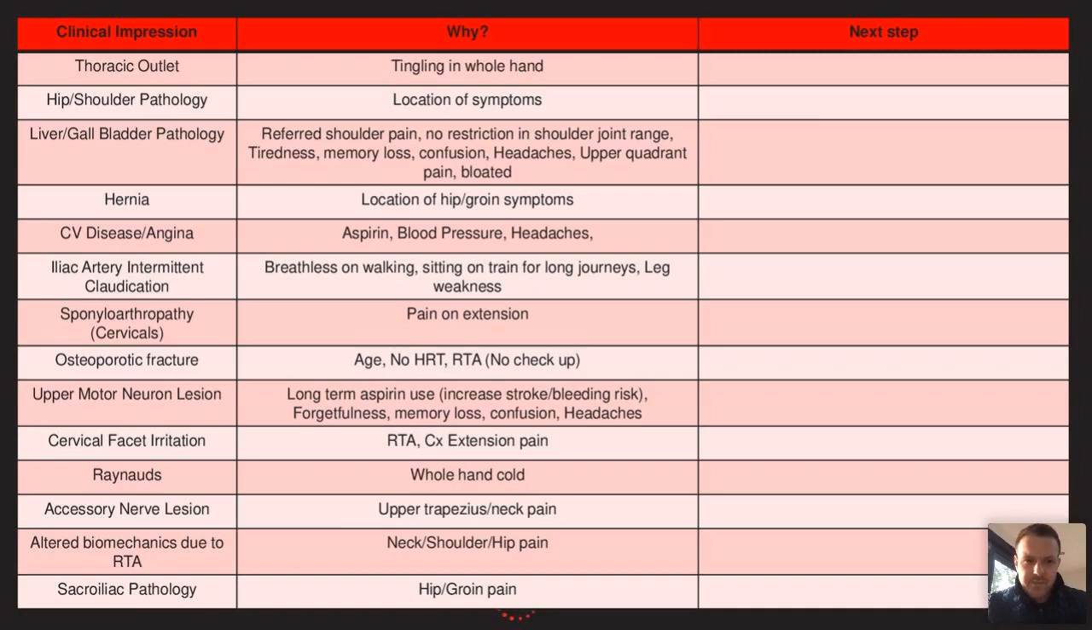Then we've got a hernia, location of the hip and groin symptoms, potentially. It wasn't very clear in the case history that we had, but that could be something that was in there. Cardiovascular disease, angina, we had high blood pressure, we had the headaches, and we've got high aspirin use. And that can lead to gastrointestinal issues as well. Iliac artery intermittent claudication, so breathless on walking, sitting on the train can occlude the arteries going down to the legs. She had leg weakness as well, so there were a few things that pointed to that.